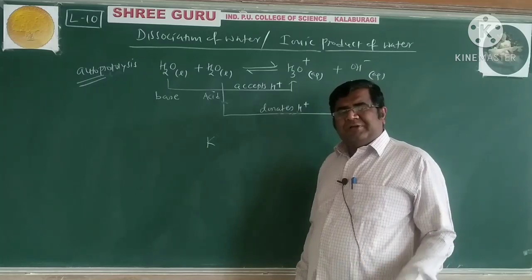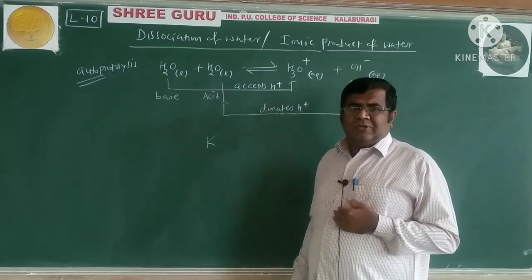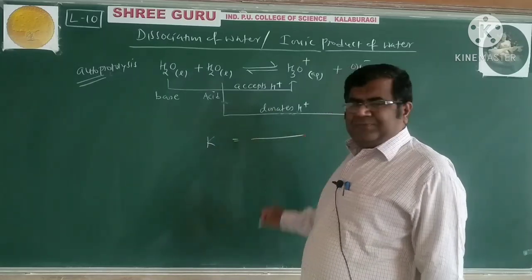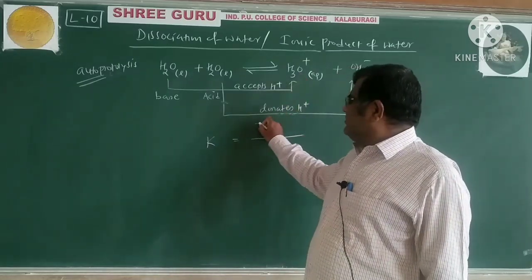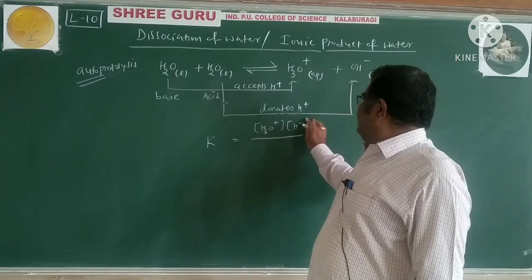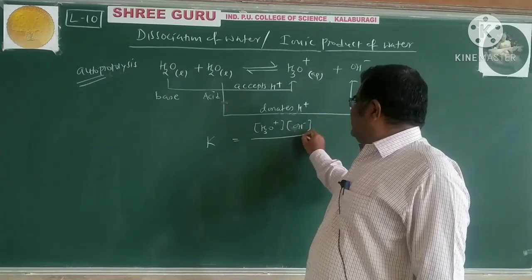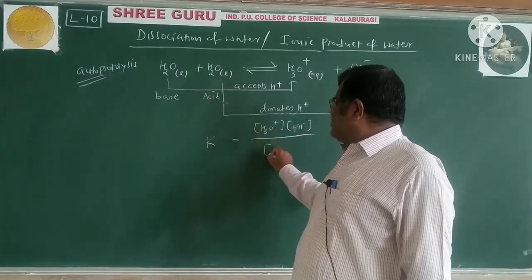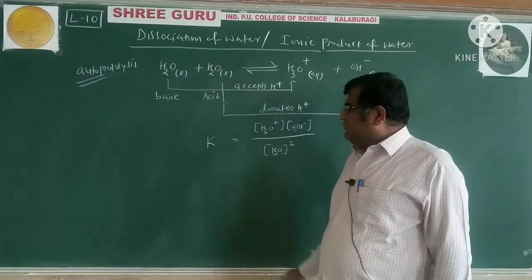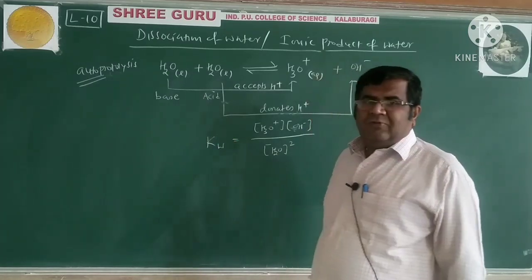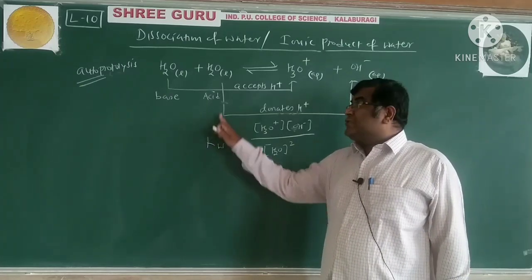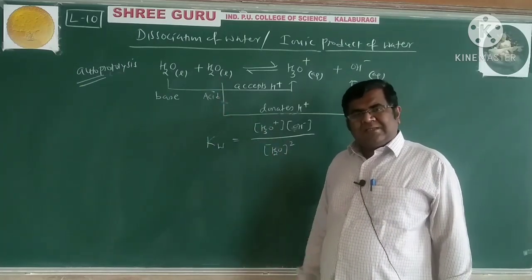Now we can write the equation at equilibrium, because this is a reversible reaction, and equilibrium is definitely a stage which comes in the course of a reversible reaction. It is the molar concentration of products, which are hydronium ion and OH negative ion, divided by the molar concentration of reactant, which is H2O squared. As we are dealing here with water, we write the constant as Kw, which is the equilibrium constant for dissociation of water, also called the ionic product.